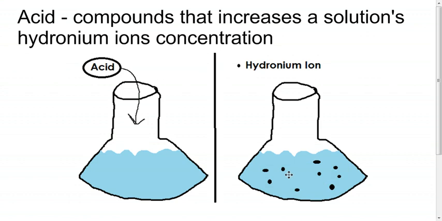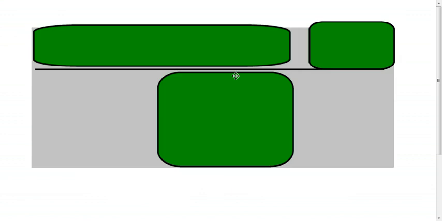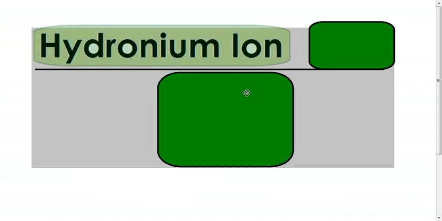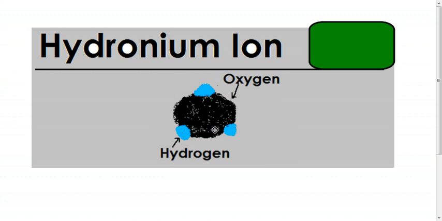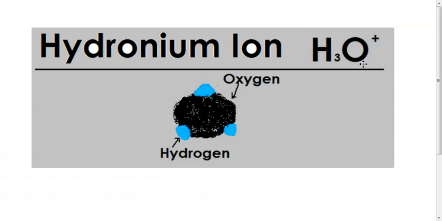Now, if this were real, you wouldn't see anything. The solution would really look the same. You couldn't tell by looking at it. However, the hydroniums are there in the solution after you've added the acid. And a hydronium ion looks like this. You've got one oxygen and three hydrogens surrounding it, and it has a positive charge, so it's H3O+.